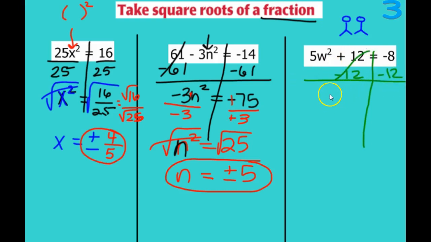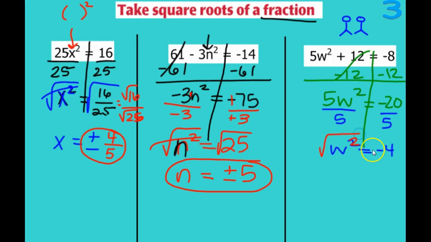Hopefully you subtracted 12 first and got a negative 20. And then divide by 5. We get w squared equal to negative 4. And then last, to get rid of the square, we take the square root. Those eliminate, but we can't take the square root of a negative number, so this one is no solution.